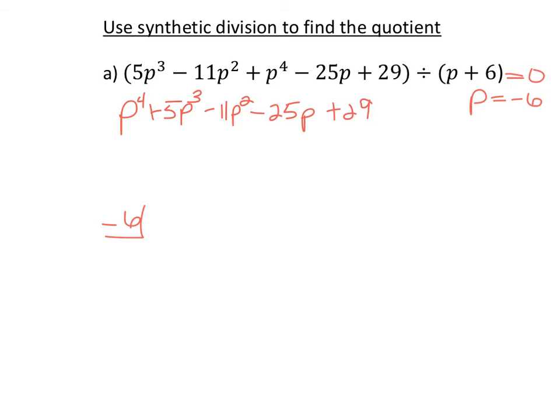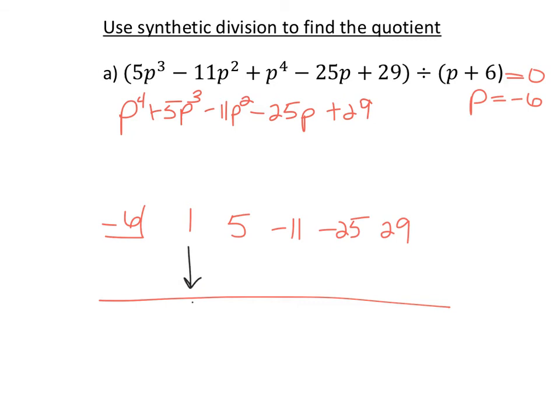So now that I have it in descending order, what I can do is I can go ahead and write my numbers. 1, 5, -11, -25, and 29. Drop down my first number, 1. You should pause it right now and see if you can do it on your own and see if you match my answer, and then unpause it when you're ready.